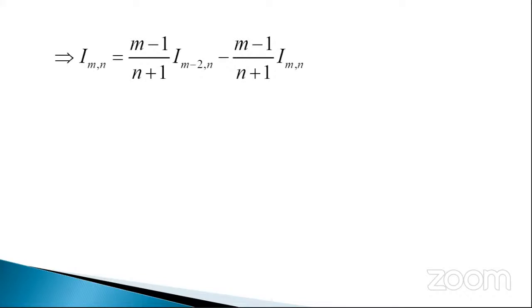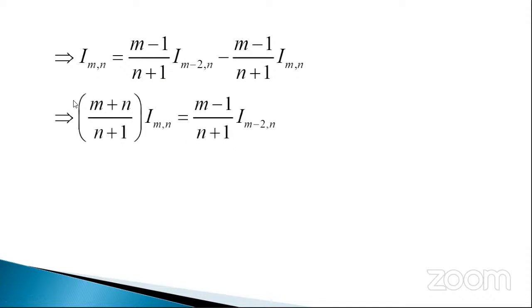Now I(m, n) equals (m-1)/(n+1) into I(m-2, n). Am I clear? I(m-2, n) minus (m-1)/(n+1) I(m, n). But this term and this term both are same. This term goes to that side. It becomes m plus n. What happened? If you take 1, I(m, n) is common. 1 plus (m-1)/(n+1). Take LCM. 1 plus (m-1)/(n+1). The value is (m+n)/(n+1). On both the sides, n plus 1 get cancelled.